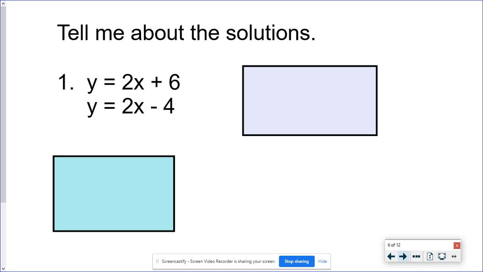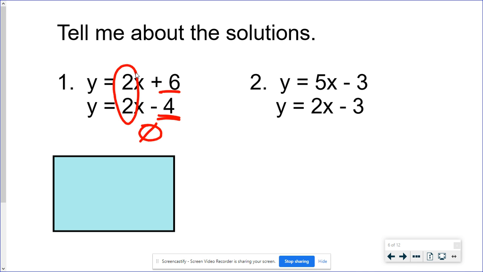So again, without graphing, in number 1, they have the same slopes, but they have different y-intercepts. This will be no solution. Start with the slopes. Every single time, start with the slopes. Different slopes. They happen to have the same y-intercepts. I don't really care about that. What I care about is that they have different slopes. That means that they will cross. They would happen to cross at -3 on the y-axis. So this will have one solution. And again, it would happen to be at (0, -3).